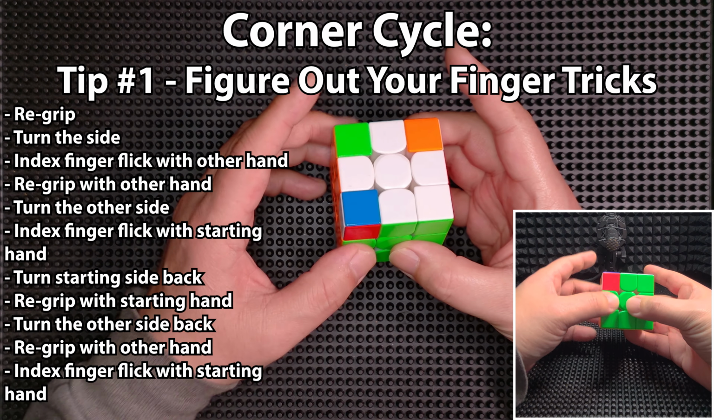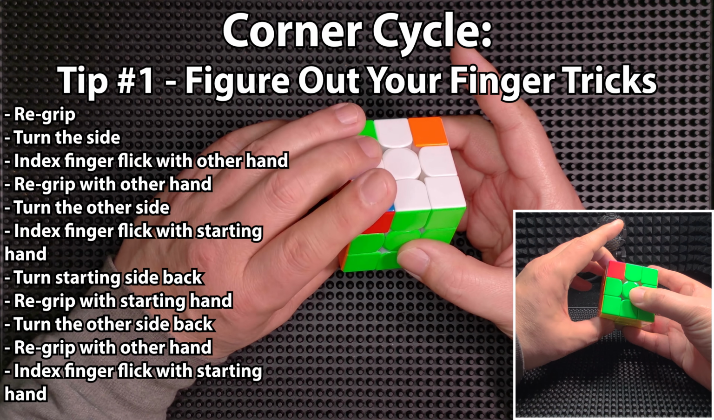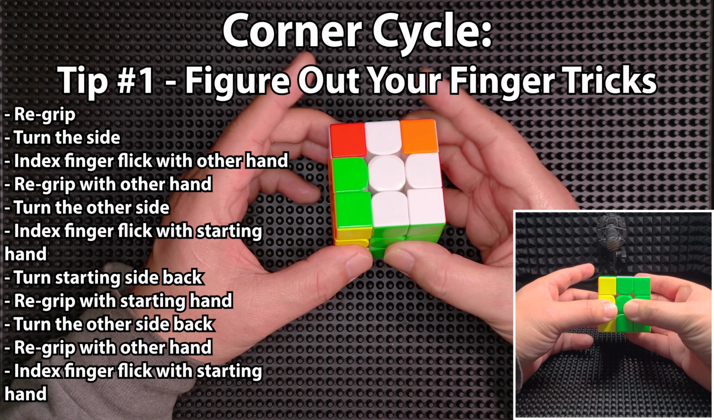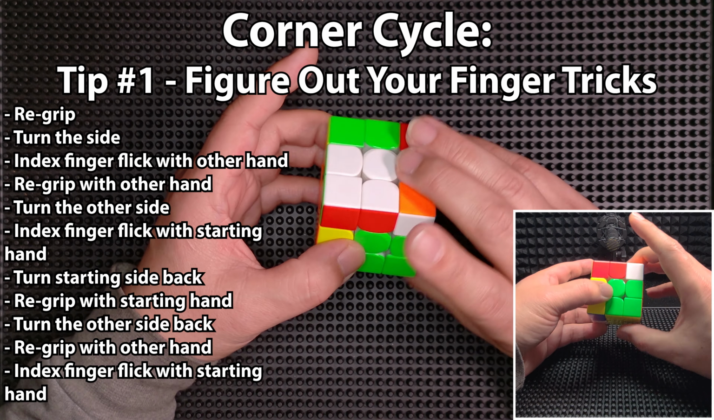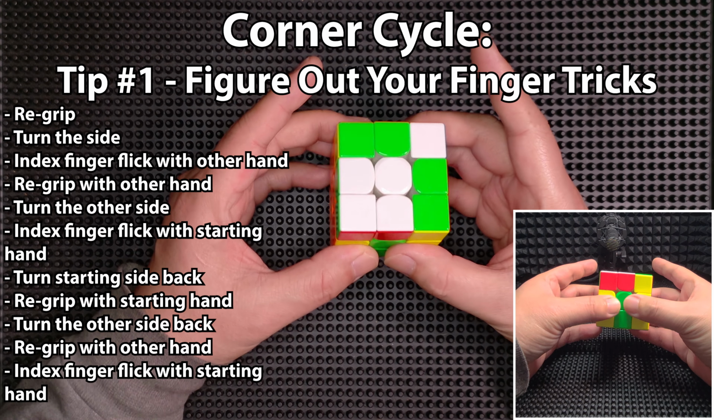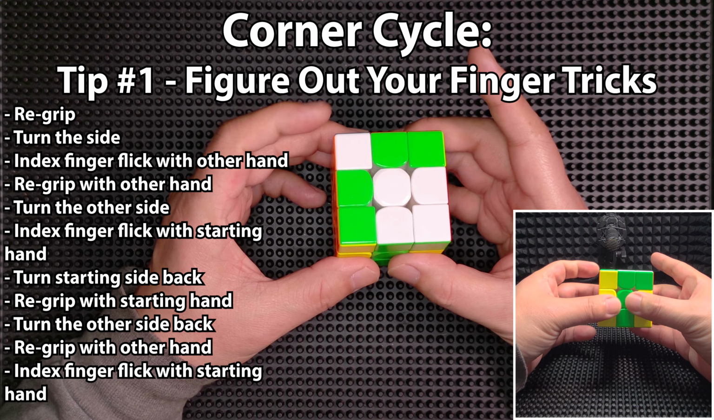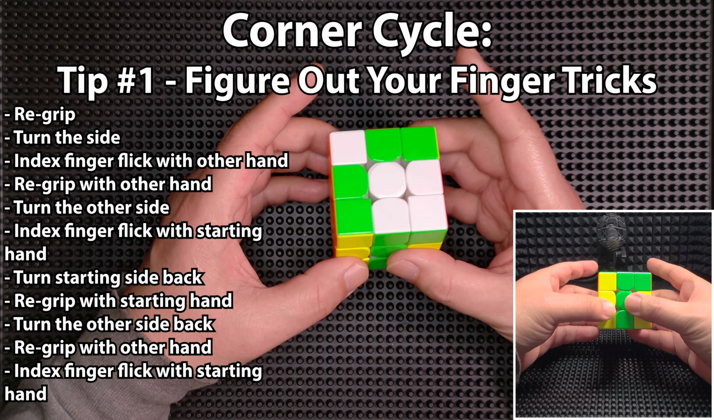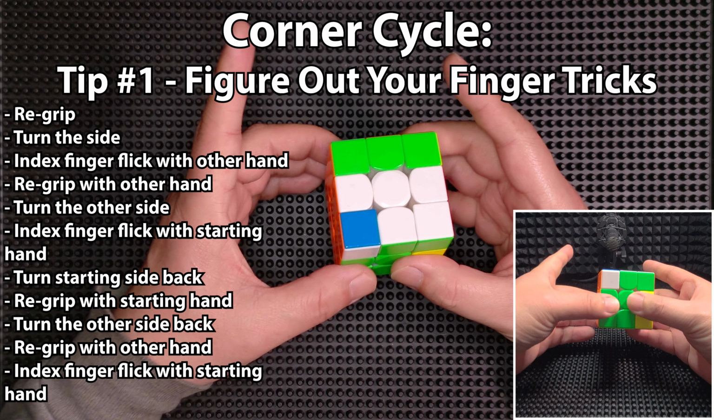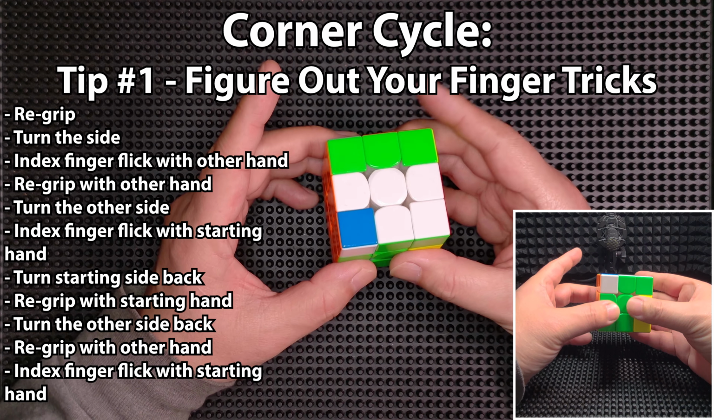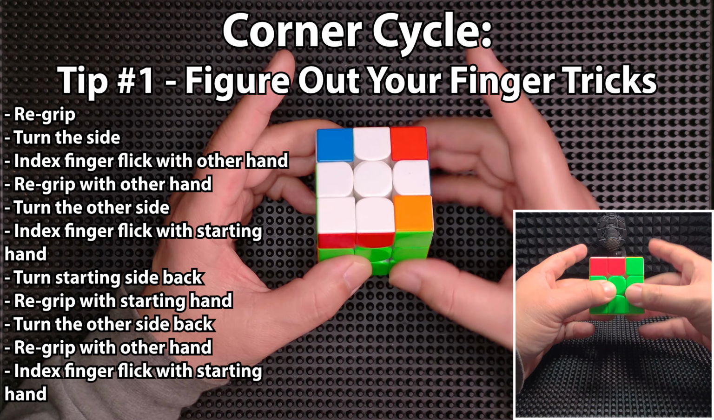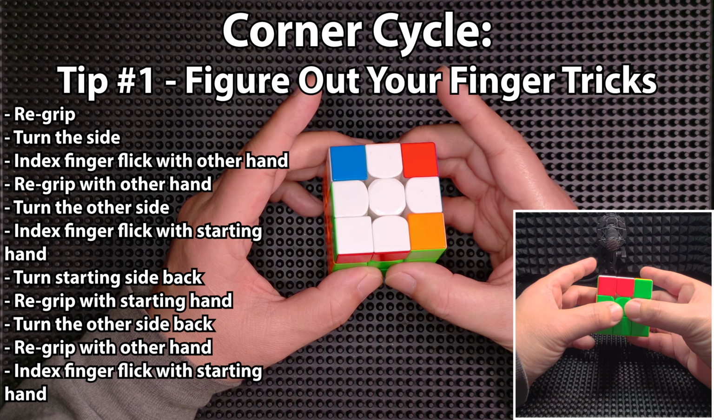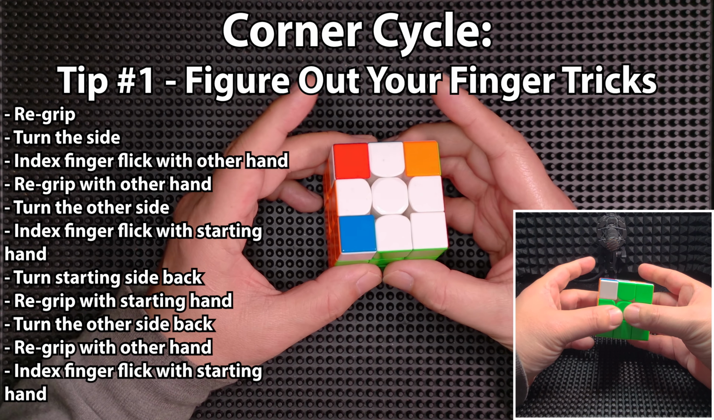So one more time, regrip, turn the side, index finger flick with the other hand, regrip the other hand, turn the other side, index finger flick with the starting hand, turn the starting hand back, regrip, index finger flick with the other hand, turn the other side back, regrip the other hand, index finger flick with the starting hand.